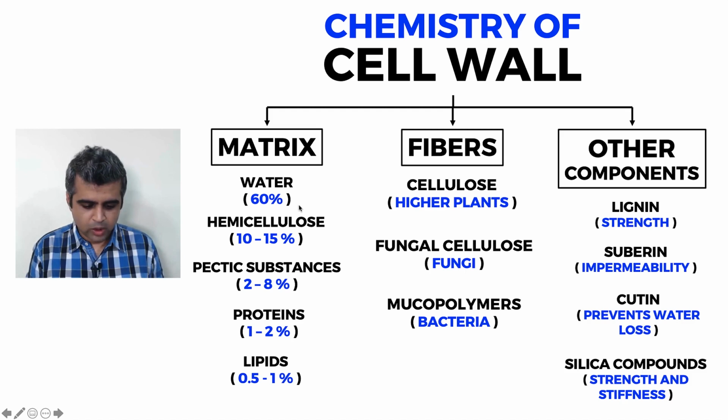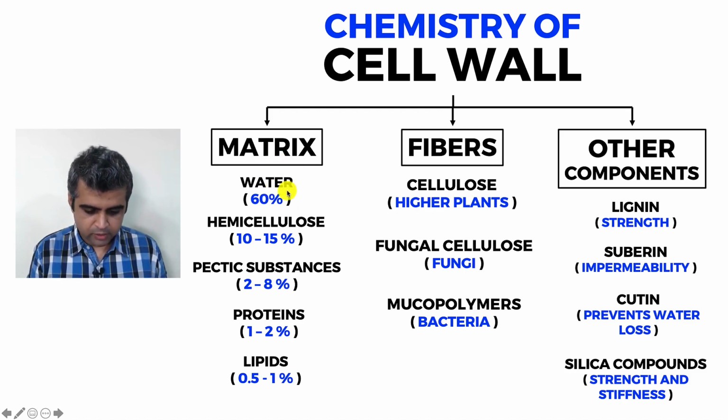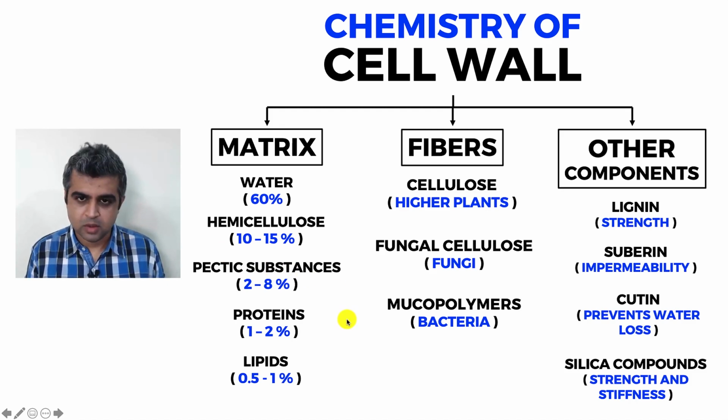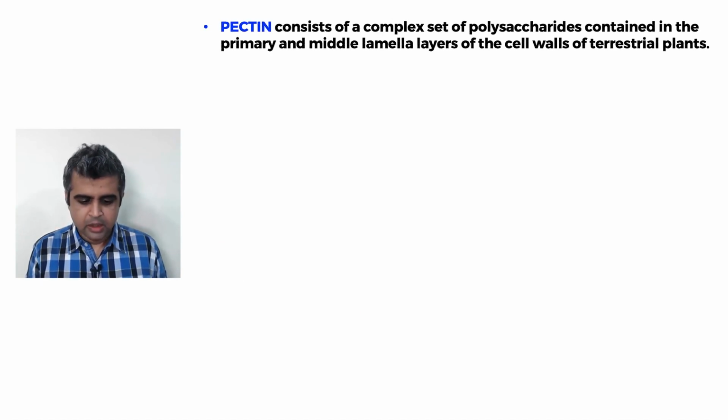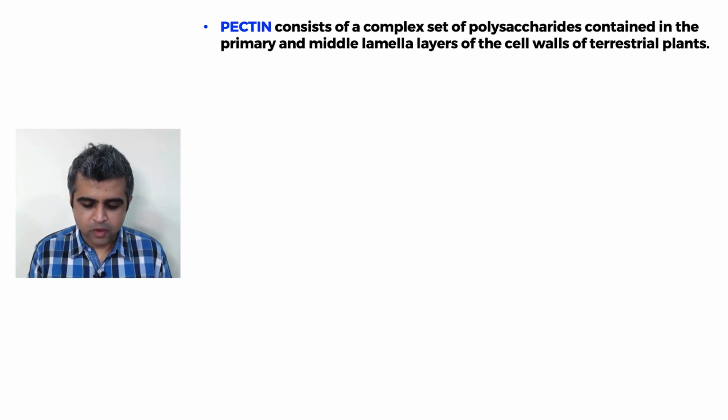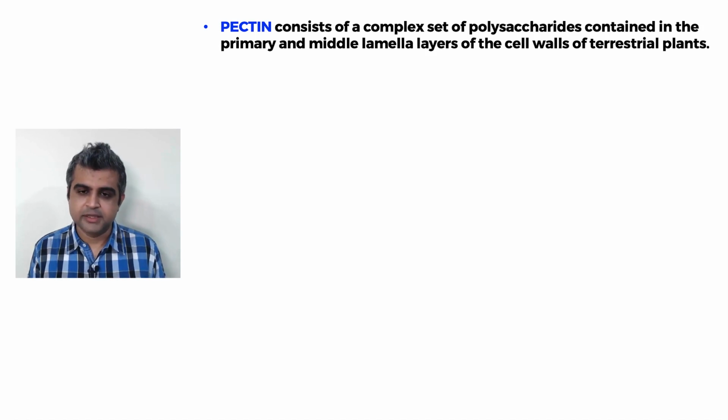Now, along with this, you will notice that the matrix has water, hemicellulose, which you now know, and it also has pectic substances. Now, these pectic substances or pectin compounds, let's do a little bit of their chemistry in brief. Pectin consists of a complex set of polysaccharides contained in the primary and middle lamella layers of the cell walls of terrestrial plants. So this entire line you will understand at the end of today's lecture, but right now it's sufficient to know that pectin is found in the cell wall.